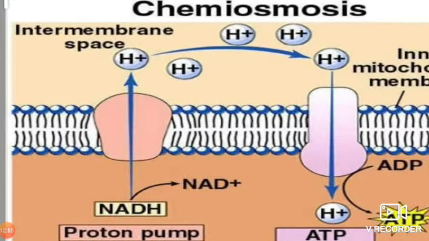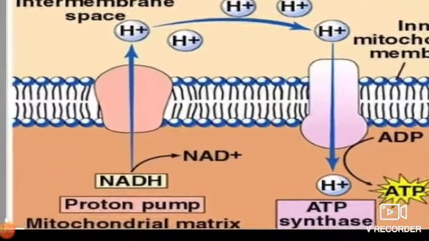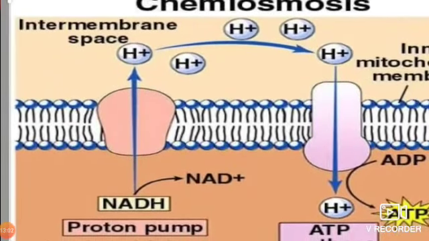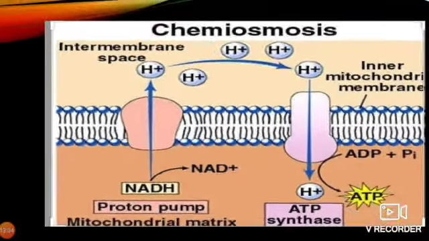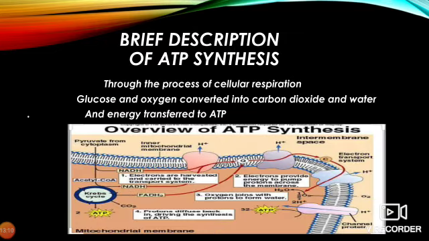And here we have a portion of the inner mitochondrial matrix, that is the intermembrane space. ATP formation takes place in the presence of ATP synthase. A brief description of ATP synthesis: through the process of cellular respiration, glucose and oxygen are converted into carbon dioxide and water, and energy is transferred to ATP.